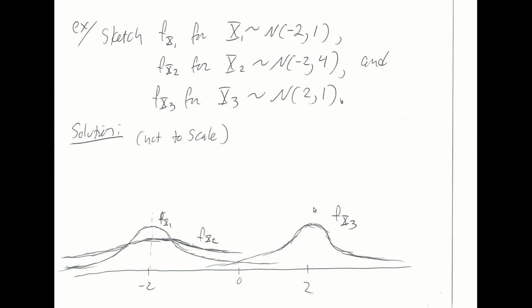And again, I am not an artist. I apologize. I'm doing my best here, but I will ask you to use your imagination for some of these pictures. So for the first one, a mean at -2 means the peak occurs at -2. Here's the point -2 in the horizontal axis.